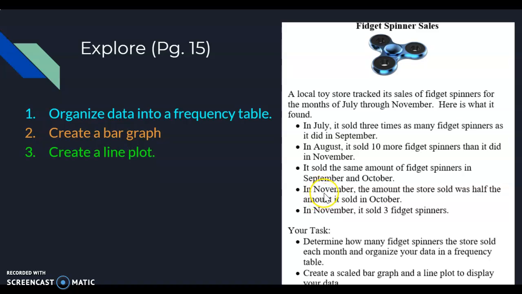And let's go up to the next one. In November, the amount the store sold was half the amount it sold in October. So in November, if it sold 3, 3 is half of what October's numbers were. So 3 is half of what number? 3 is half of 6. So October is going to be 6. And those are just the first 2 right there. So you've got to figure out September, August, and July using those same clues.